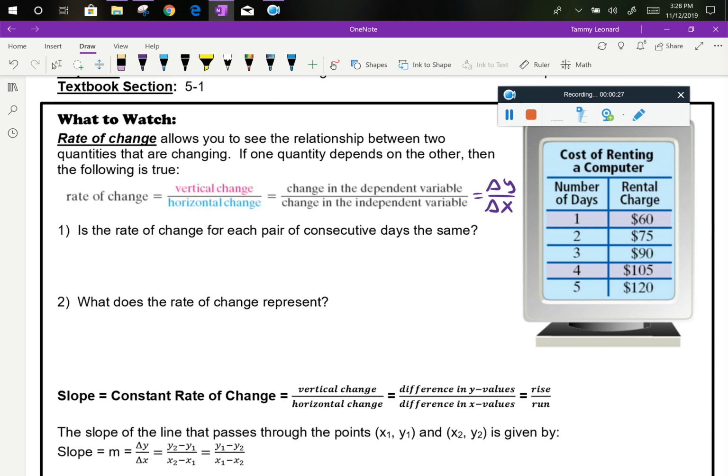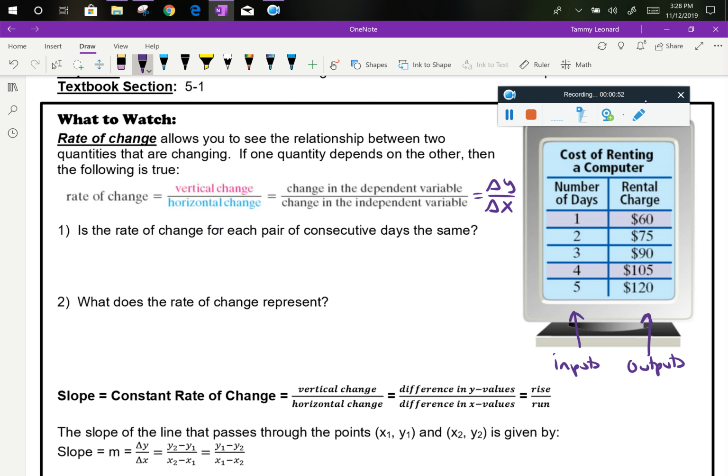First, we have this table off on the right. It's called the cost of renting a computer. And we can see on the left, the inputs are the number of days, and the outputs are the cost of a rental charge. And we're asked, is the rate of change for each pair of consecutive days the same? So let's take a look.